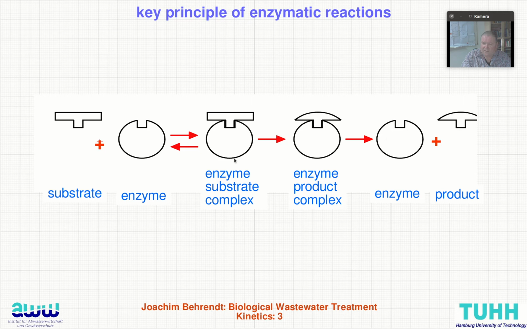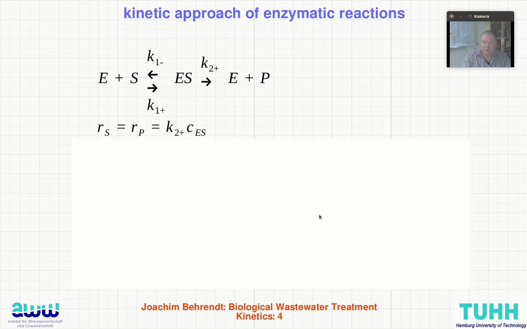The main idea was that the formation of the enzyme substrate complex is an equilibrium reaction, but if the substrate is changed to the product, this is irreversible. Now, finally, there are some kinetics as well where this is not the case. But we will go ahead. Now, this idea we have to translate into a chemical reaction equation.